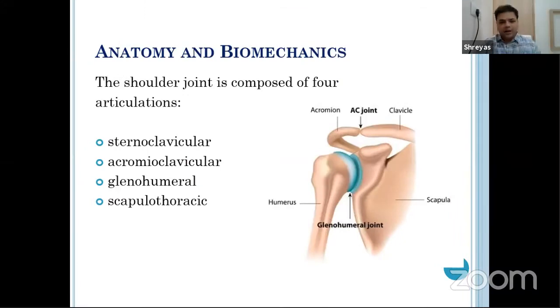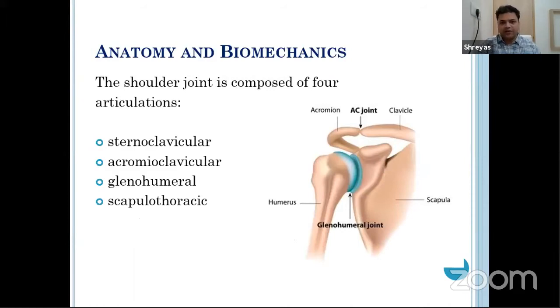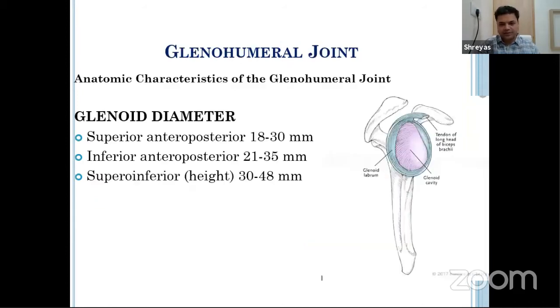I'm going to give an overview about the radiographic as well as the gross anatomy of the shoulder. Let's start with the gross anatomy of the shoulders. The shoulder joint is composed of four articulations, which are sternoclavicular joint, acromioclavicular joint, glenohumeral joint, and scapulothoracic joints. Let's start with the glenohumeral joints.